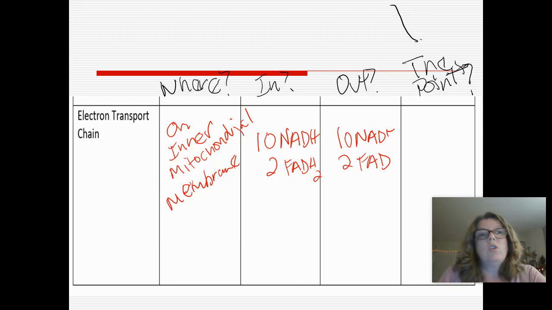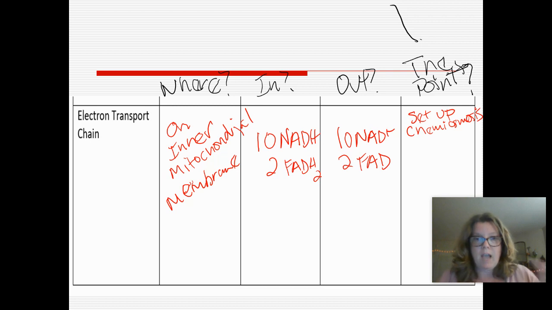In the process, this is going to set up chemiosmosis. We're going to build up these hydrogen ions on the outside of the inner mitochondrial membrane, in the inner mitochondrial membrane space, and that's going to set up the means for them to move through the ATP synthase molecule. So far that's what we've got.